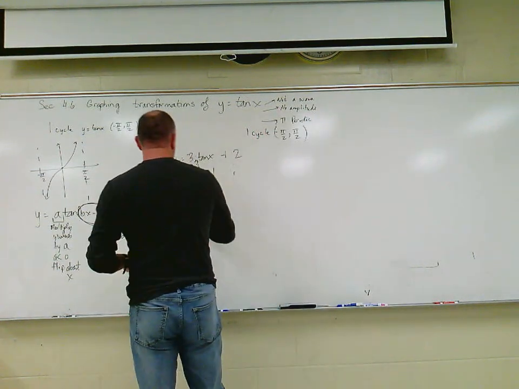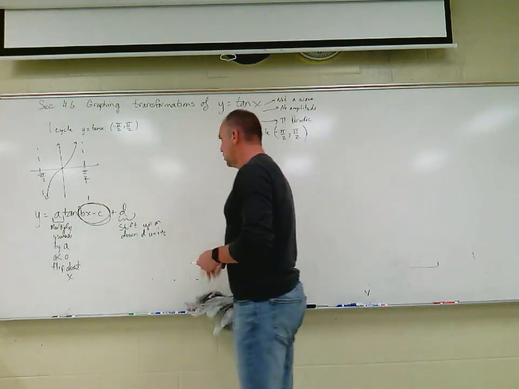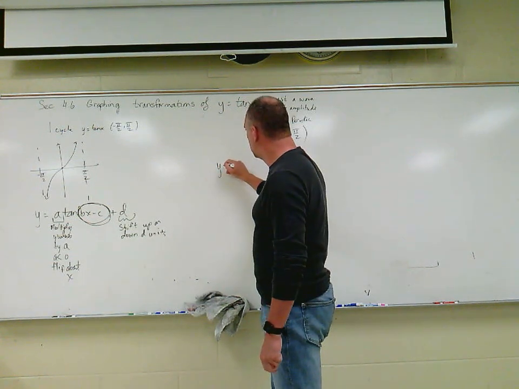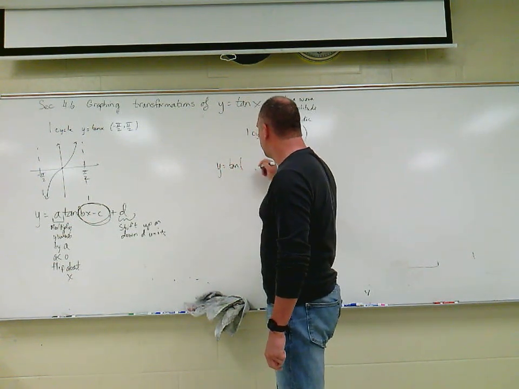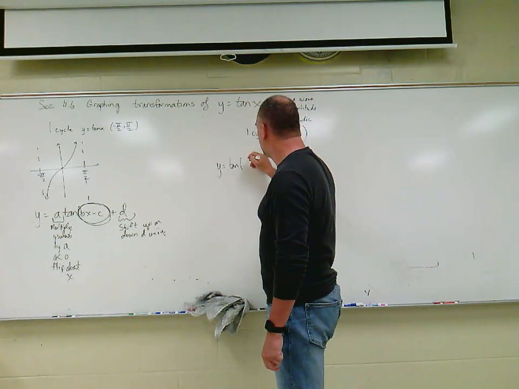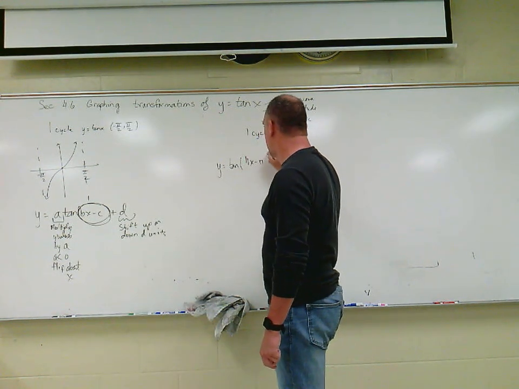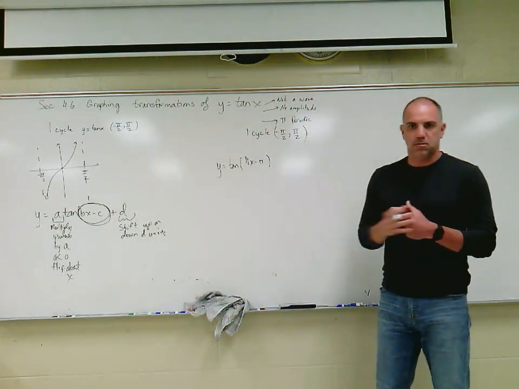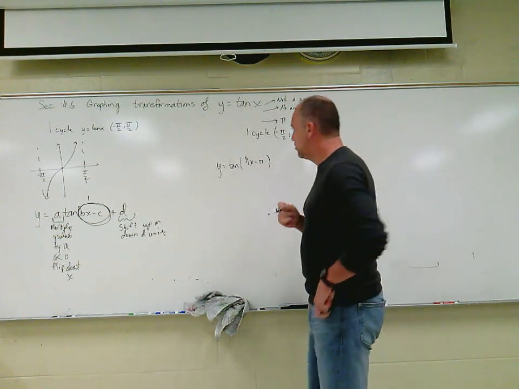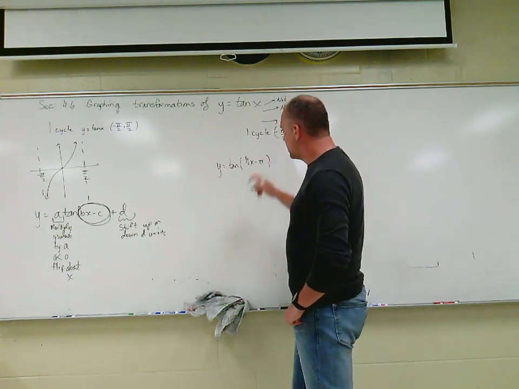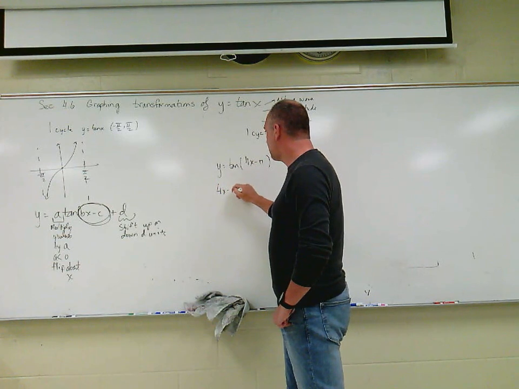Let's just say we have something like y equals tangent of 4x minus pi. We want to graph that, okay? How do we deal with that? Well, we're going to take the inside, our 4x minus pi.